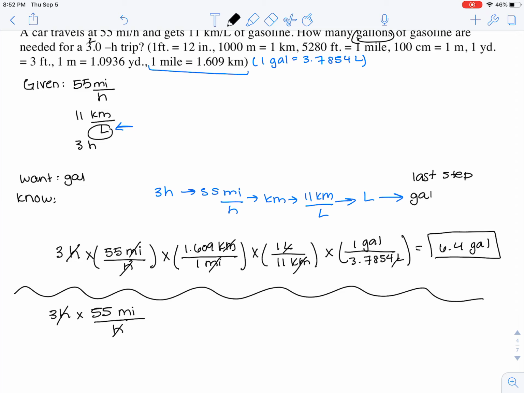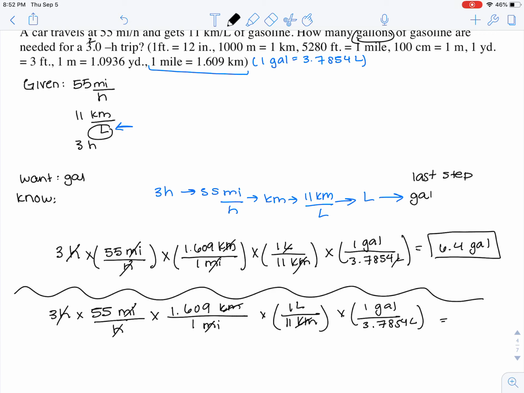So that means I have to use that number and get to kilometers. That's why you would use your conversion factor of 1.609 kilometers over a mile. And you see, miles cancel. Then you can use the volume over the 11 kilometers. And then your gallon conversion, since the unit you specifically want is gallon, and you get 6.4 gallons. So that's just another way of thinking about it in the forward direction, if that helps pick apart the problem.